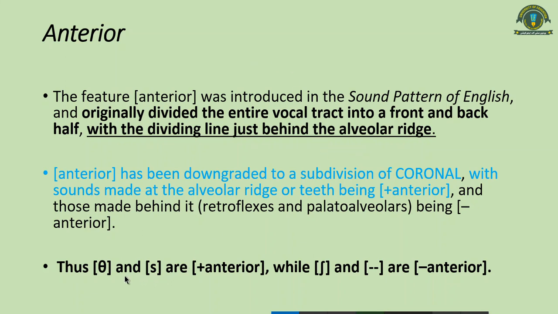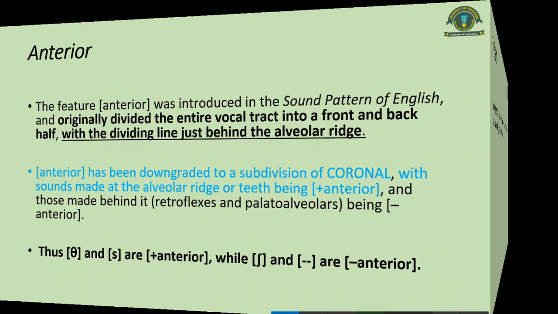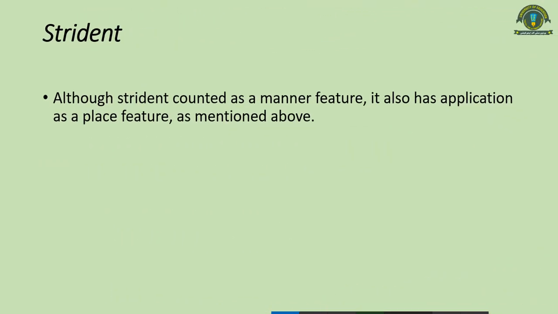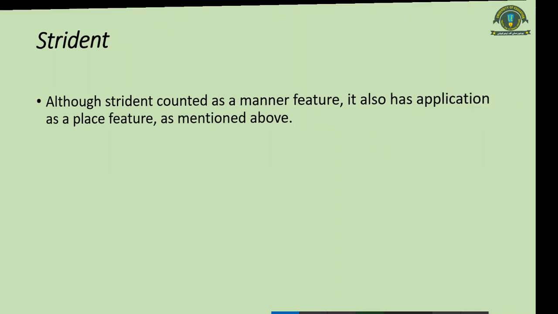So we can say that the th sound and the s sound, you can see that s is produced somewhere in the alveolar area. So these sounds are plus anterior sounds. The sounds which are produced from the area behind the alveolar ridge are minus anterior sounds, like sh and y. So the sounds which are produced before the alveolar ridge area are plus anterior sounds. Okay, strident is also included in the category of coronal features. We have already discussed it.